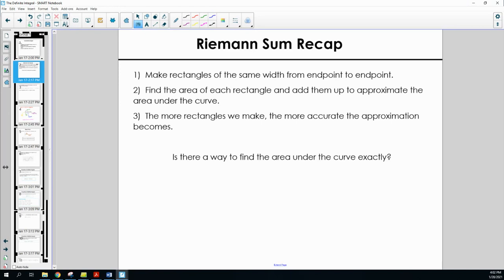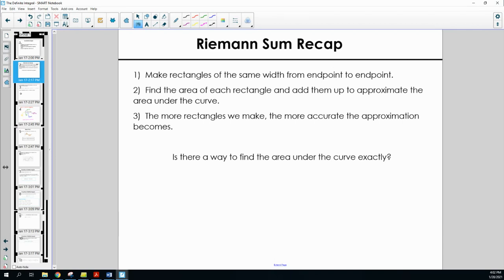We looked at Riemann sums last time, and we know that we can make rectangles of the same width from endpoint to endpoint underneath the curve. If we add up all of those areas of all the rectangles, we get an approximation for the area under the curve. The more rectangles that we make, the more accurate the approximation becomes. So is there a way to find the area under the curve exactly?